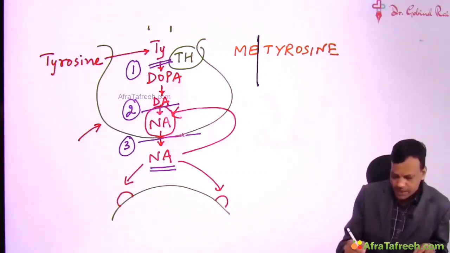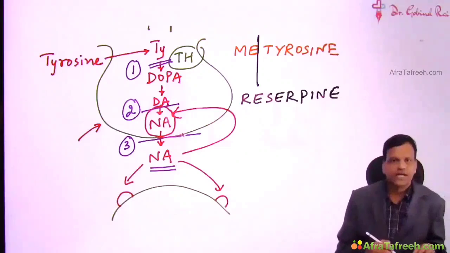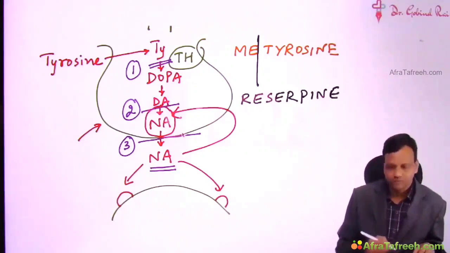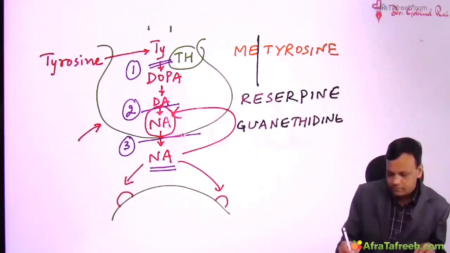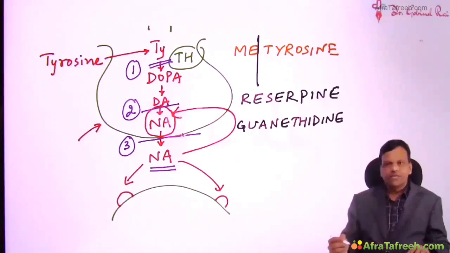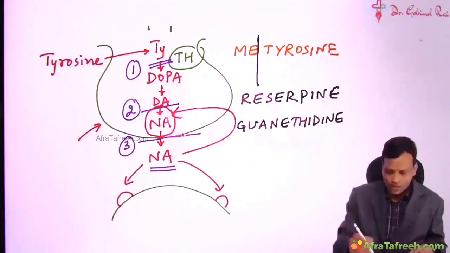Now the drug which inhibits the entry of dopamine in the vesicle is reserpine. Reserpine inhibits the entry of dopamine in the vesicle. And the third drug, which inhibits the release of noradrenaline, is guanethidine. So the three drugs, metyrosine, reserpine and guanethidine, decrease noradrenaline in the synapse, so they decrease the sympathetic activity.